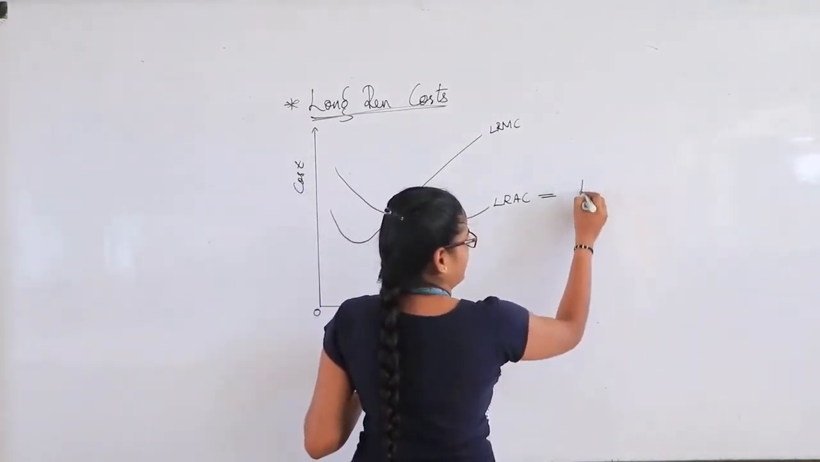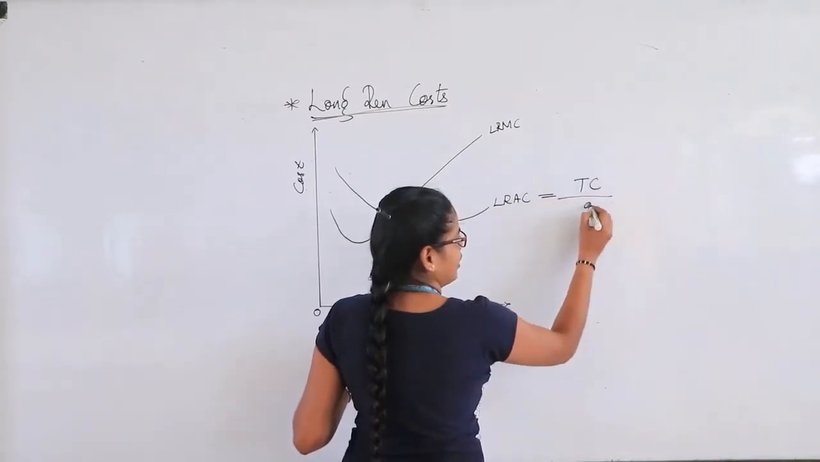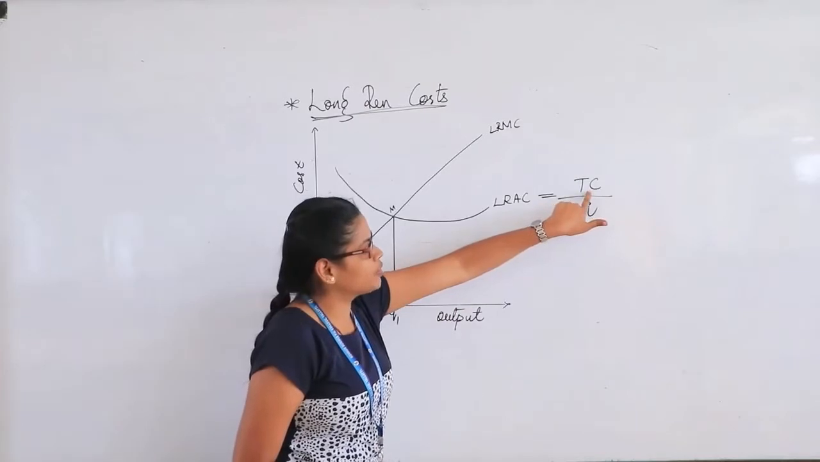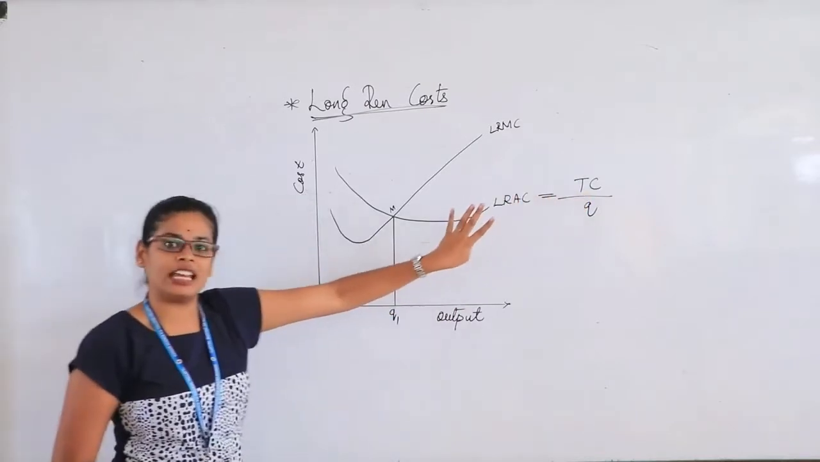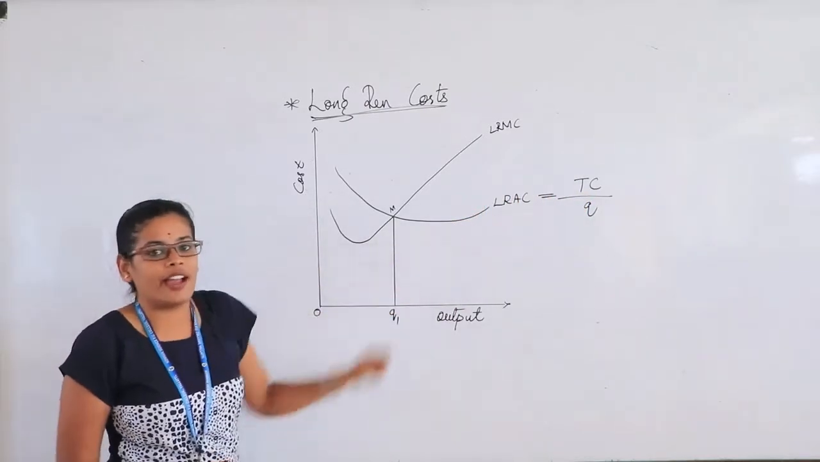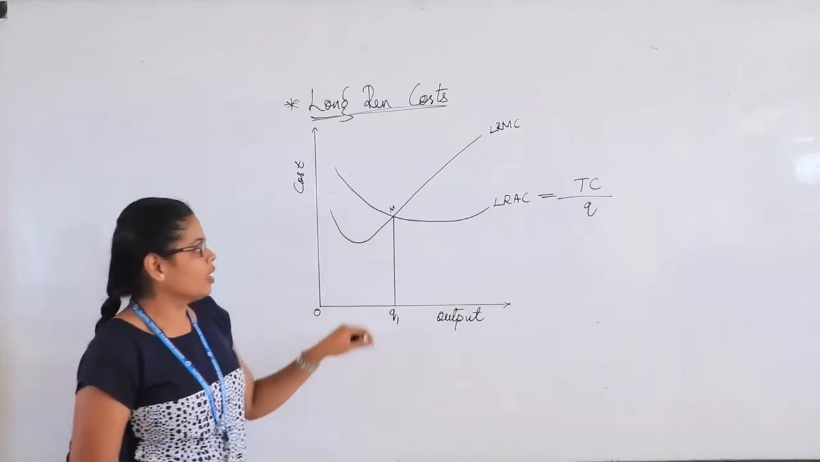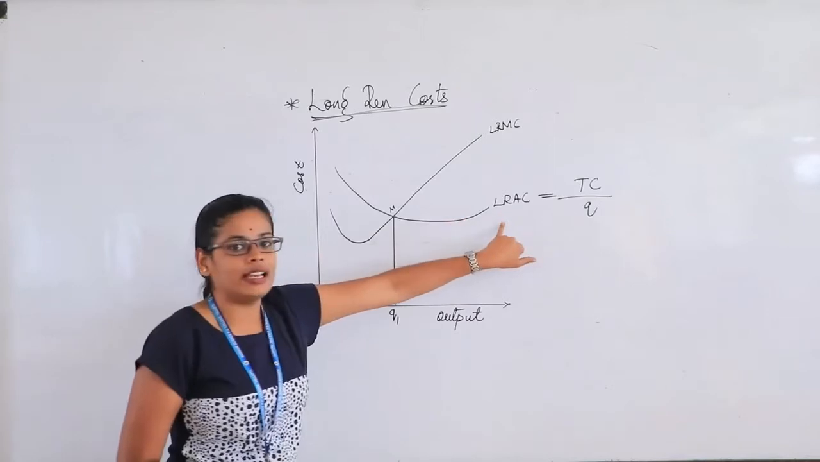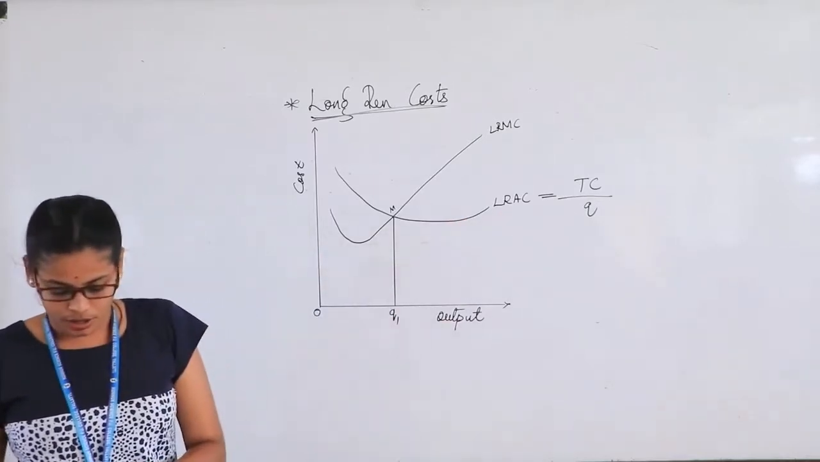It is nothing but the total cost divided by the quantity. Why does total cost include only the variable costs here? Because we don't have any of the fixed cost. So that's the reason this is how we calculate the long run average cost.